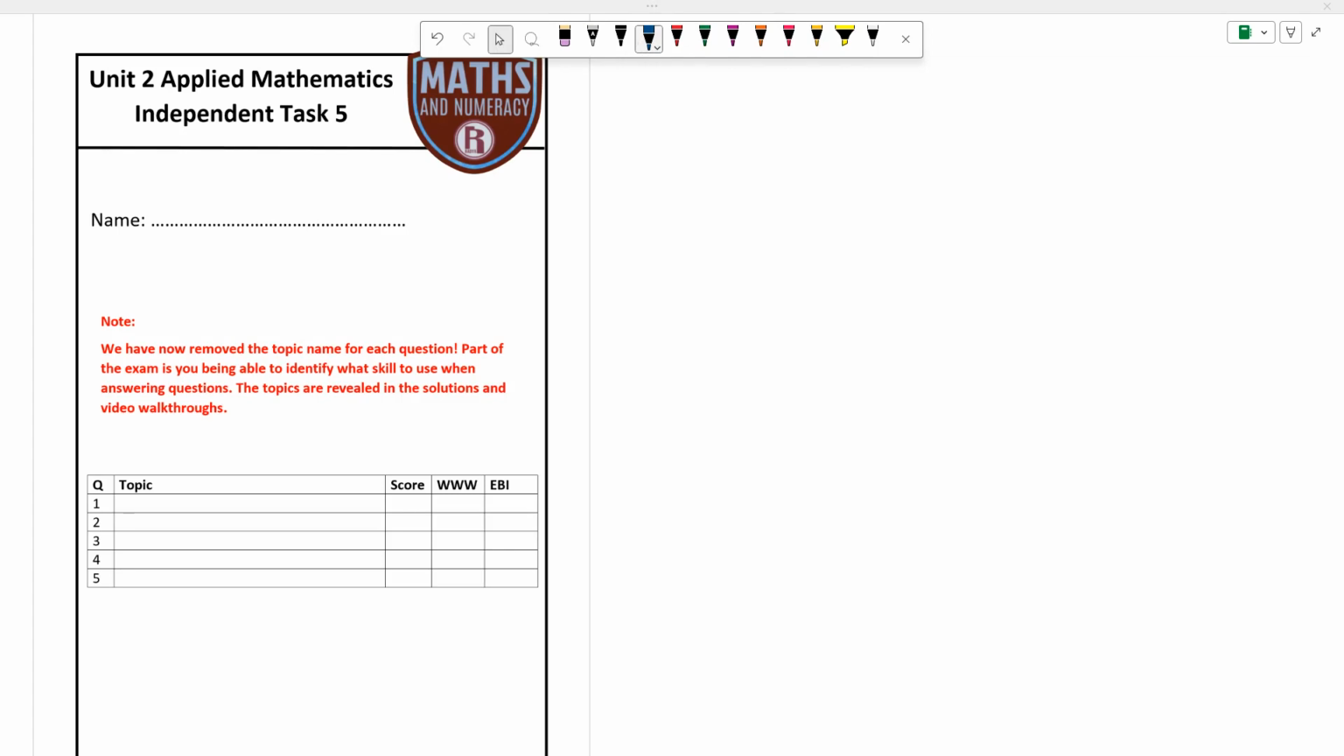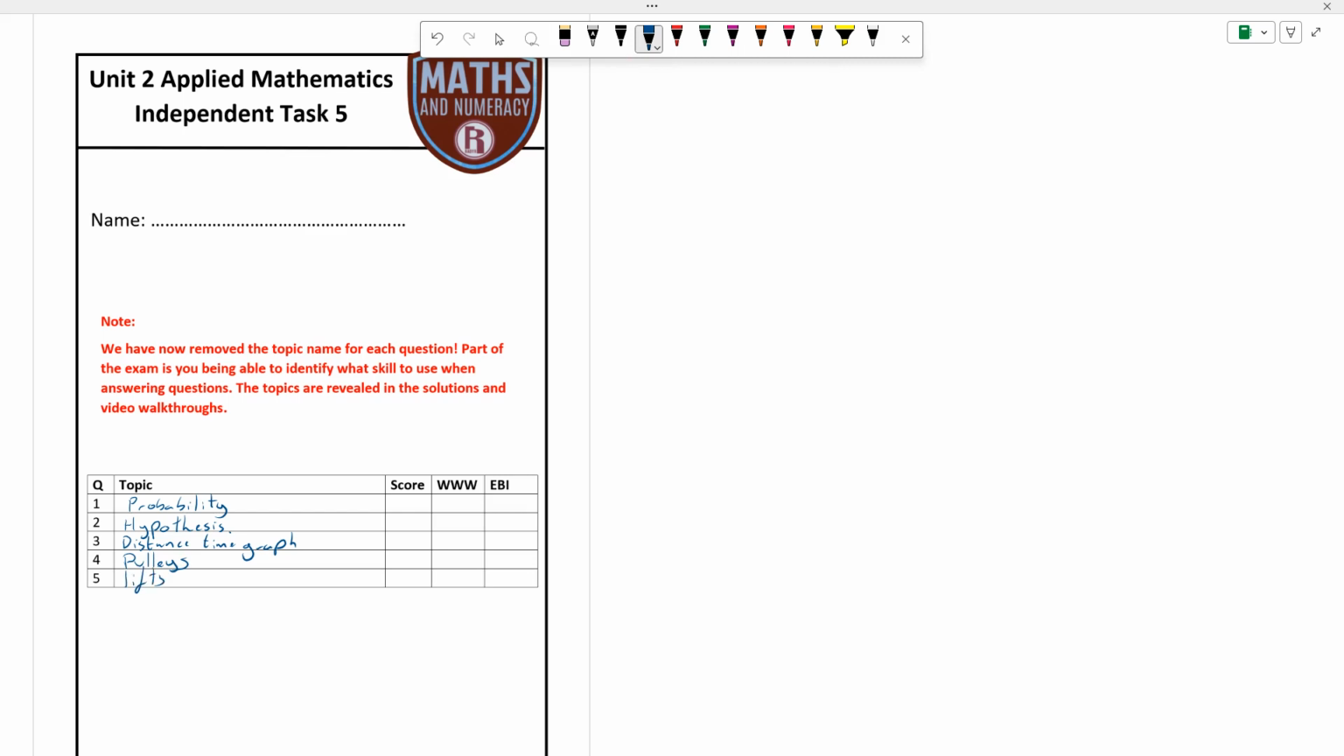So same as last time, we removed the topic lists. Question 1 was a probability question. Question 2 was hypothesis testing. Question 3 was a distance time graph, so not a velocity one, but a distance time graph. Question 4 was pulleys, so forces. And the last one was lifts.